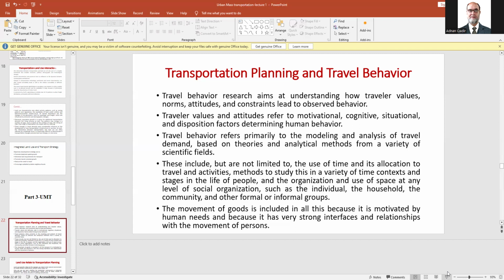And with travel behavior, we have methods to study a variety of time contexts and stages in the lives of people, and the organization and use of space at any level of social organization, such as the individual, the household, the community, and other formal or informal groups. Like, going to mosque for Juma prayer is one travel demand that occurs on a specific day.